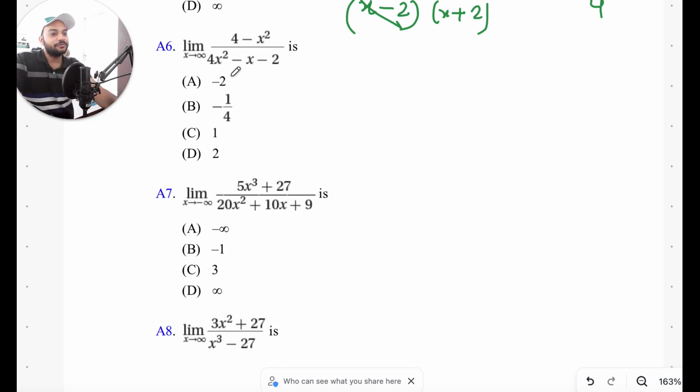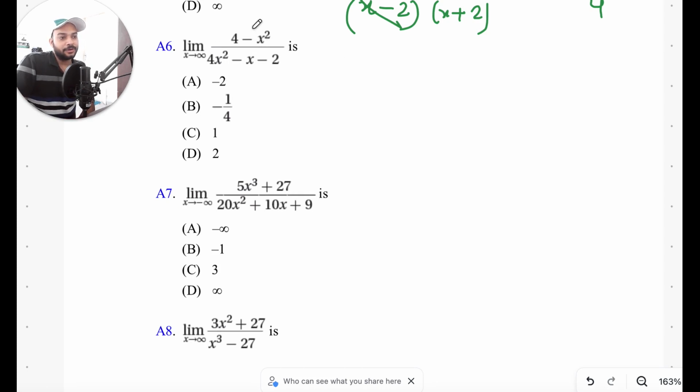Limit x tending to infinity, 4 minus x squared over 4x squared minus x minus 2. Let's see how to do this one. We've done a similar question before. So as soon as you see x tending to infinity, and it's a rational expression, just check the degree of the polynomial on both numerator and denominator.